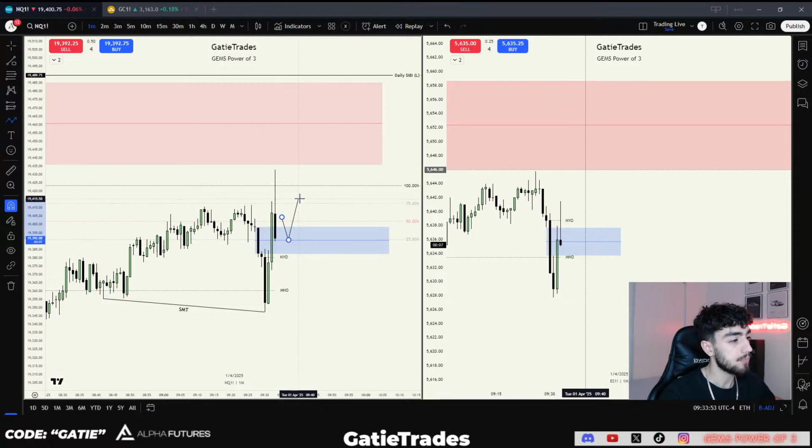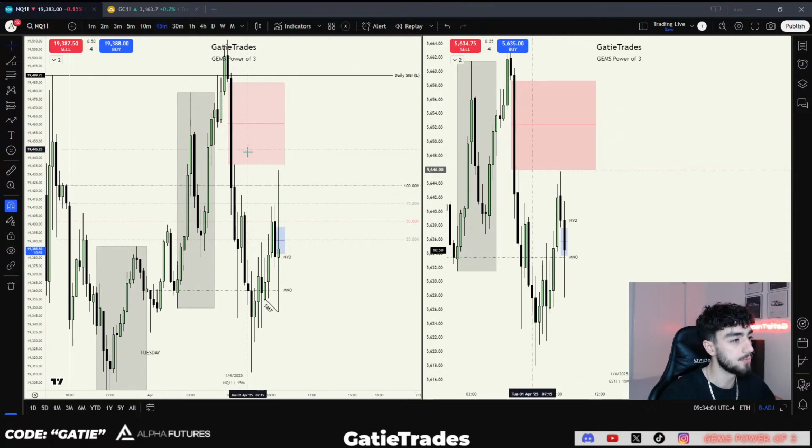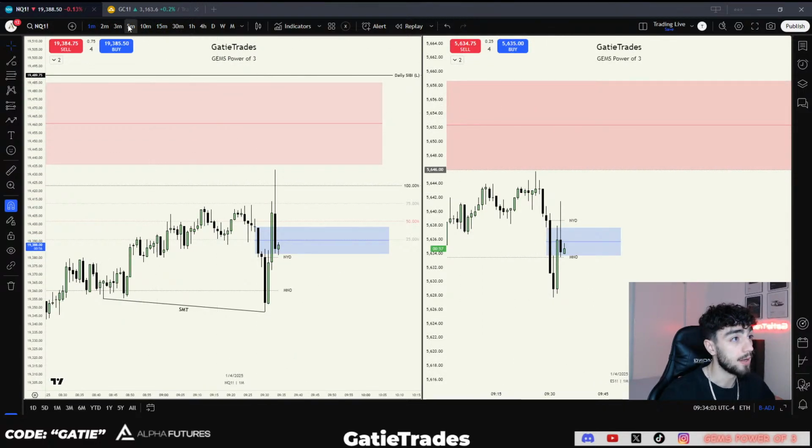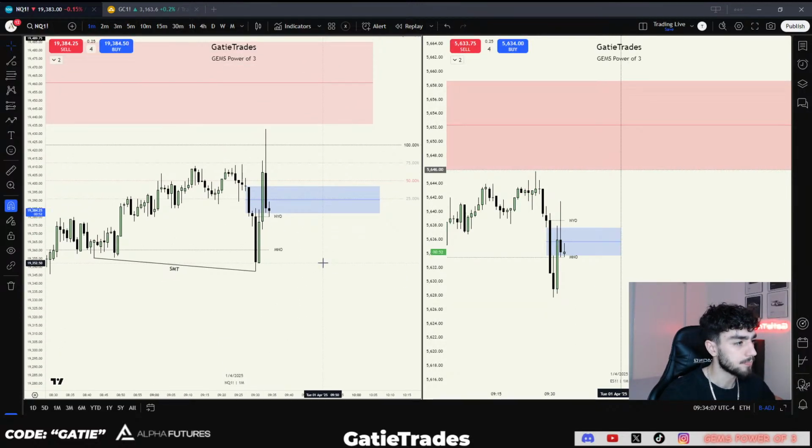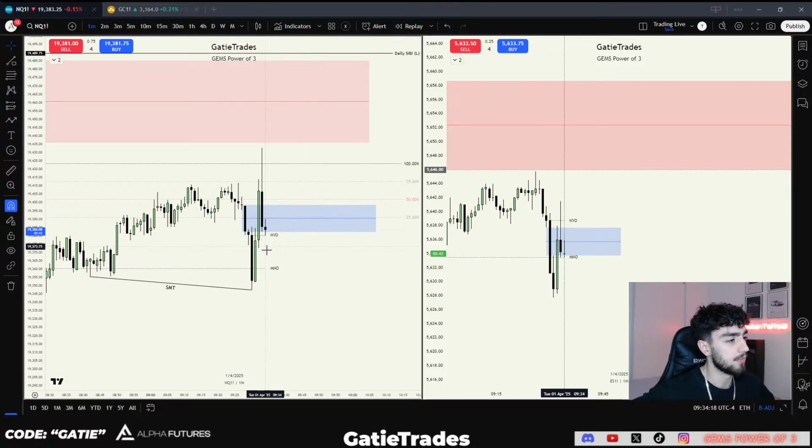Now, maybe if we get something like this. Okay, so we filled up the opening range gap. We didn't touch the 15-minute CIBI, which is fine. We don't have to touch the 15-minute CIBI. This is weird. We gotta kind of wait. It's kind of unorganized right now. I'm not too sure if it's gonna reach up into the CIBI or just kind of fall off from here.